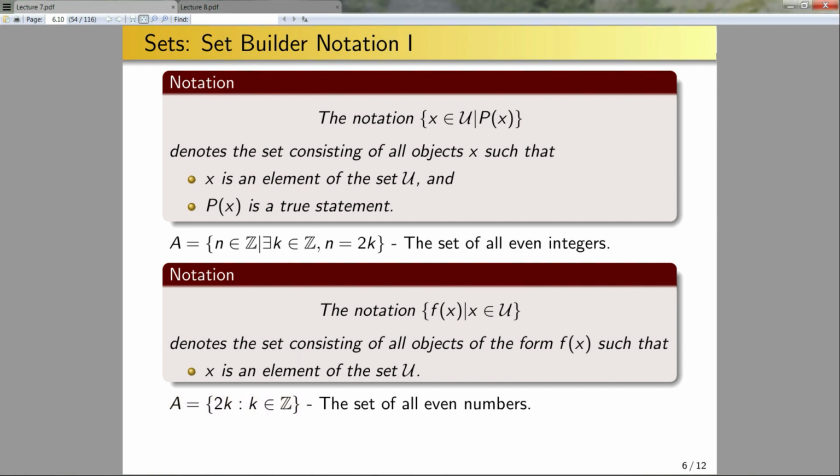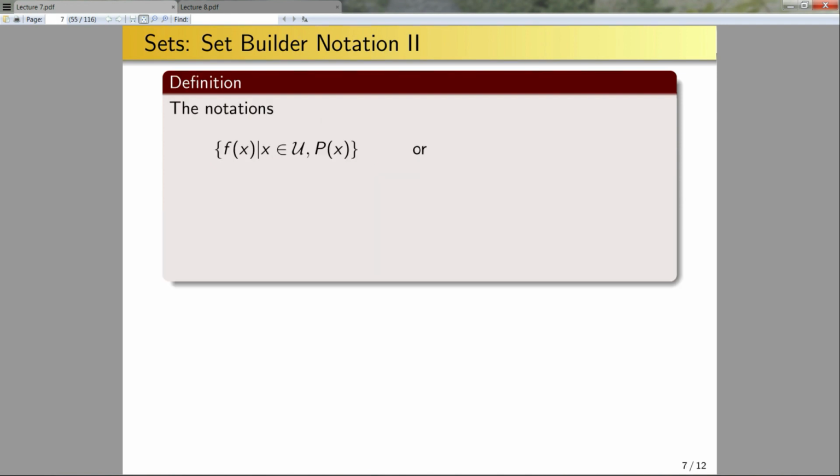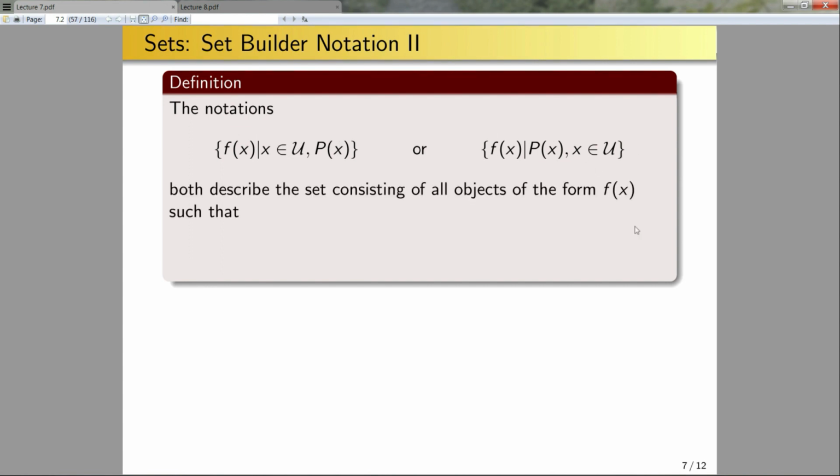Now let's introduce one more different type of set builder notation. The notations of this form, or equivalently of this form where I just swap the set and the proposition, both describe the set containing all objects of the form f of x such that two things are true. One, x is an element of U, and two, p of x is a true statement. So personally, I would prefer you to use this notation over the other form, but it doesn't technically matter which one you use. Notice that this notation is different than the notation that we introduced before.